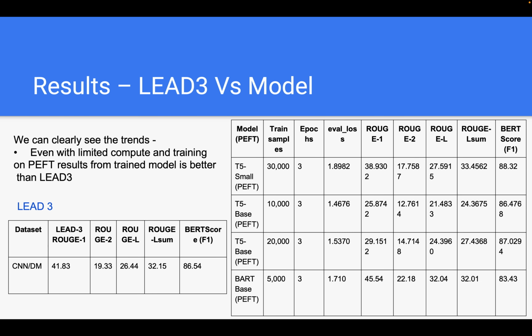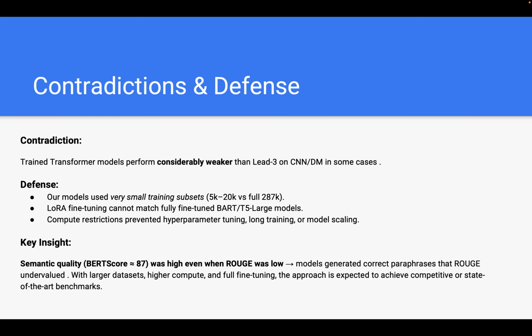And obviously this has been done on a limited data set, and we can definitely leverage this on a large data set to be more accurate and be closer to the state of the art models. The BERTScore, which is the semantic scoring of the summarization, is, you can see, 88.32 for T5 small, because it has been trained on 30,000 samples, which is significantly good as compared to the Lead 3 of CNNDM. And this overall trend shows that with more training, more compute, and full model training, this can be improved to be closer to the state of the art models.